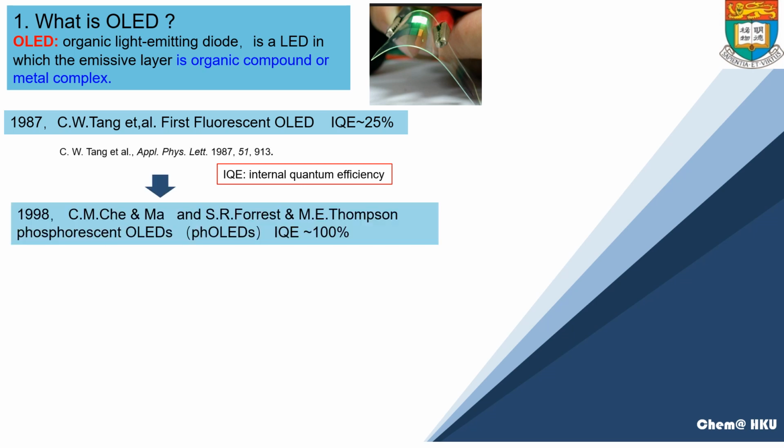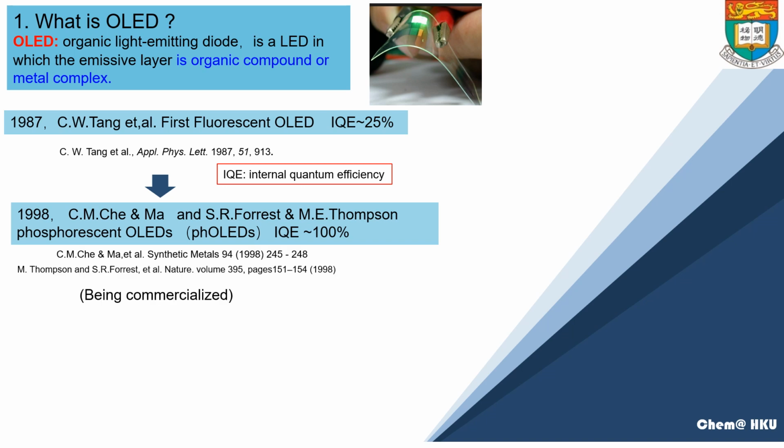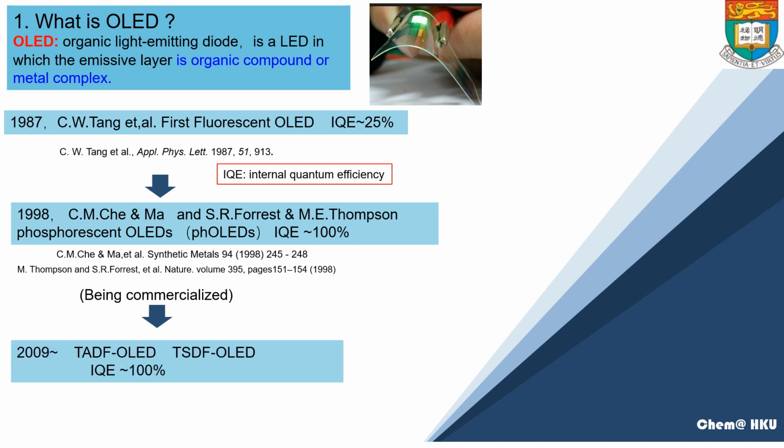In 1998, Professor Chi, Professor Ma, Professor Stephen Forrest, and Mark Thompson reported the earliest phosphorescent OLEDs. For this type of OLED, the IQE can achieve almost 100% in theory. And this type of OLED is actually being commercialized. And after 2009, other types of OLED can also achieve 100% IQE, such as thermally activated delayed fluorescent OLED and thermally sensitized delayed fluorescent OLED.